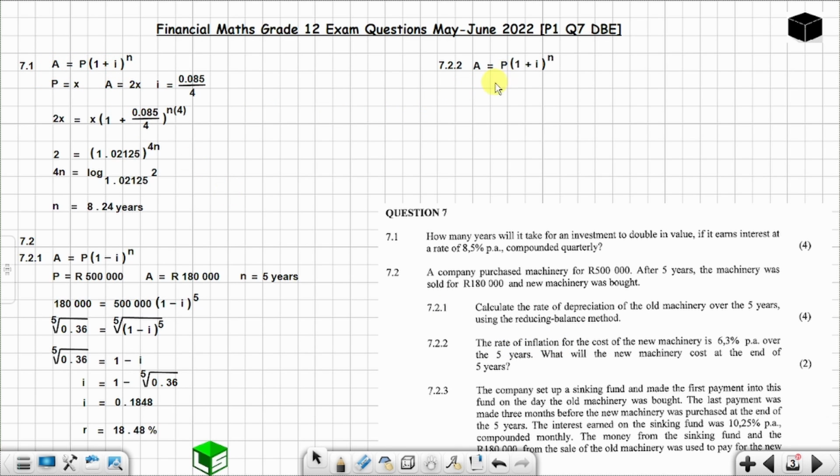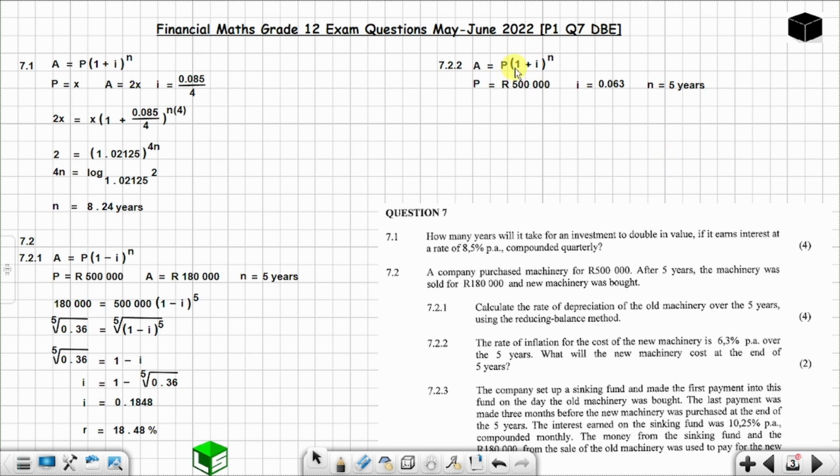So this is the formula to use. P is equal to 500,000 rand, which is the initial price. The interest rate is 6.3% per annum. You are going to divide by 100, or you can leave it as 6.3%. Let's divide by 100, and you are going to have 0.063. And n is equal to 5 years.